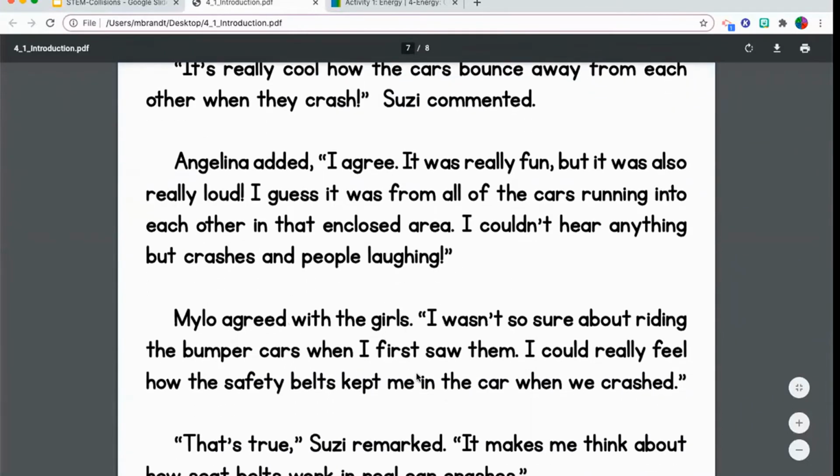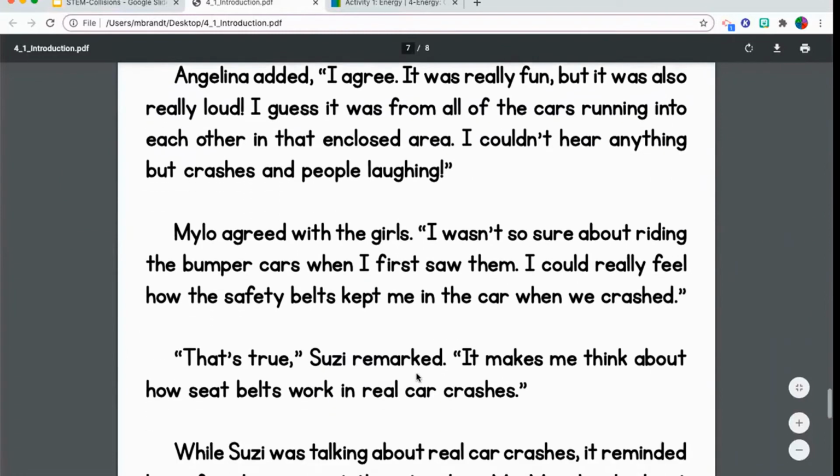"It's really cool how the cars bounce away from each other when they crash," Susie commented. Angelina added, "I agree. It was really fun, but it was also really loud. I guess it's from all the cars running into each other in that enclosed area. I couldn't hear anything but crashes and people laughing." Milo agreed with the girls.